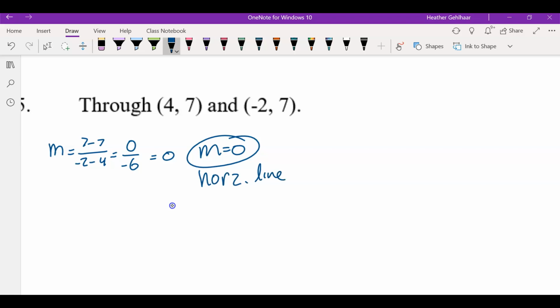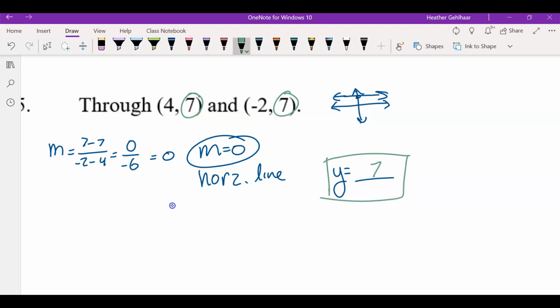So if our slope equals 0, that means we have a horizontal line. If we have a horizontal line, and if I can't remember what a horizontal line looks like, it means it's going to be intersecting the y-axis here, right? So that means our equation is going to be y equals something, and it's going to be y equals whatever number happens multiple times in the 2 points. So it's going to be y equals 7, right? Because it's where our line is going to be going across on the y-axis.